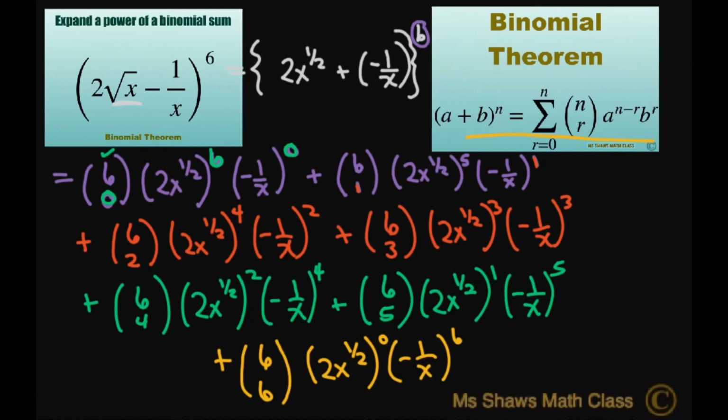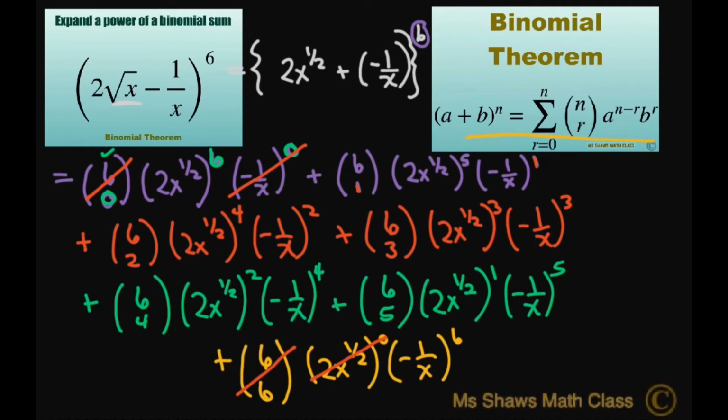All right, now let's look at something here. This one is a 1. This is a 1. Those are both 1s. Anything to the 0 power is 1. So this is going to be a 1, and this one's going to be a 1. And the rest, you have to figure out like this.